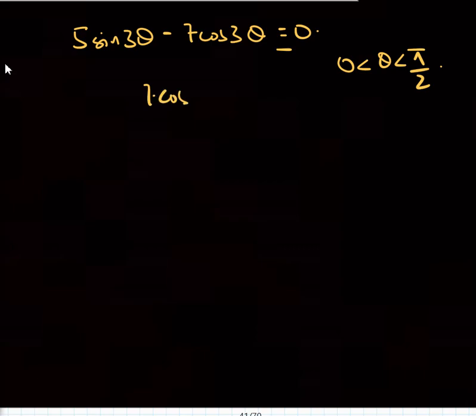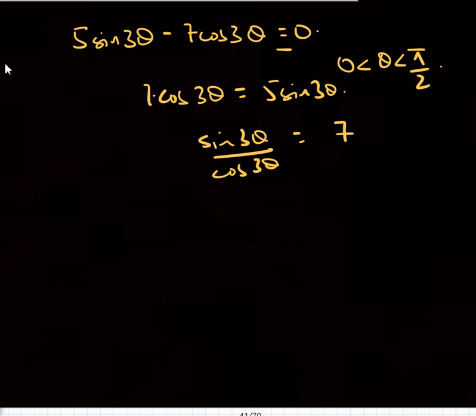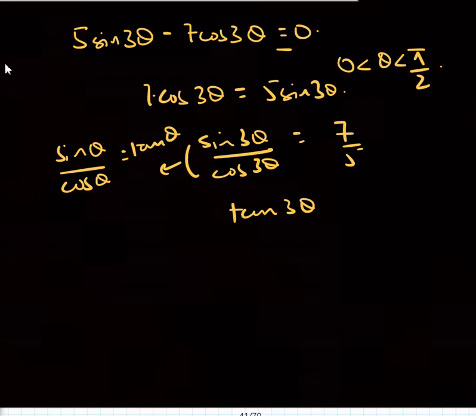We will be taking 7 cos 3 theta to the other side, so it is equal to 5 sin 3 theta, and then sin 3 theta divided by cos 3 theta is equal to 7 over 5. It can be written as tangent 3 theta, since sine theta over cos theta is equal to tangent theta, right? So therefore sin 3 theta divided by cos 3 theta is equal to tangent 3 theta is equal to 7 over 5. Now 3 theta is equal to tangent inverse 7 over 5.